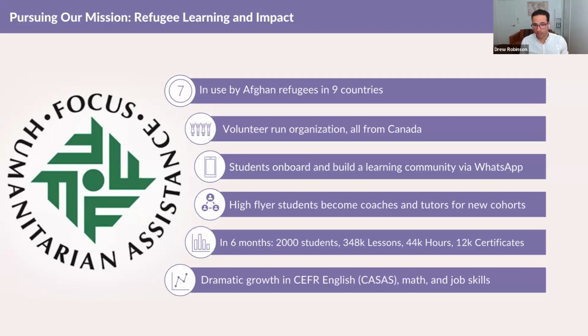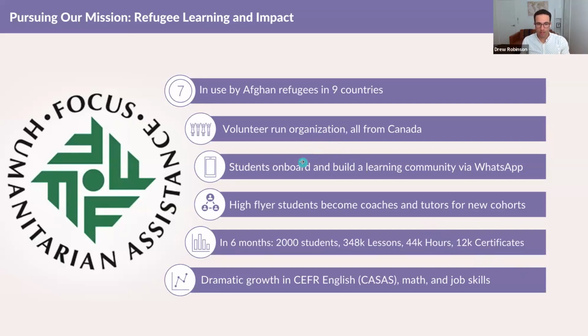So we're now in use in 9 countries. We started just in 1, in Turkey. We translated all of our documentation into Dari, and we sent that out to a small group. Our goal was to recruit anywhere from 50 to 100 students for the first pilot. They shared it to all their friends and family, and we ended up with a pilot of 800 students that quickly grew to 2,000. And what was incredible here is this was done by all volunteers in Canada supporting what turned into 2,000 students in Turkey.